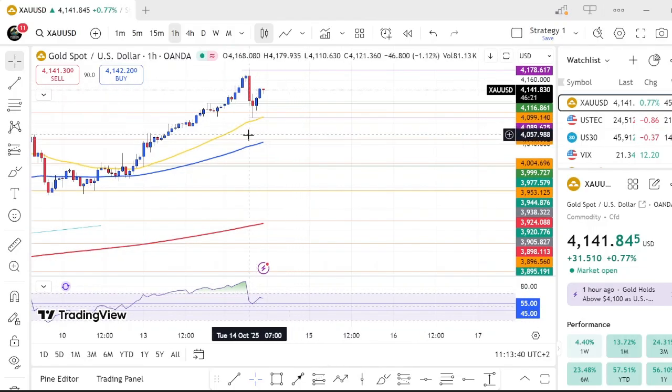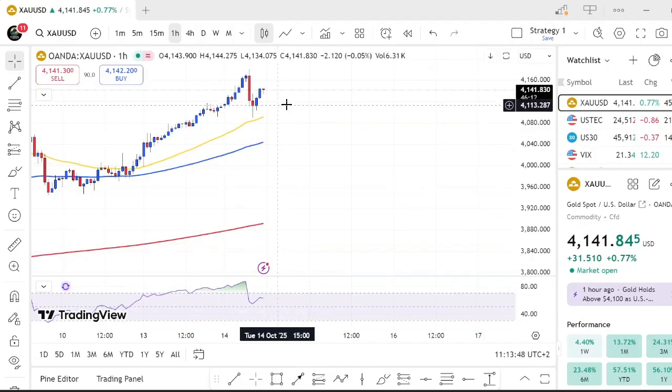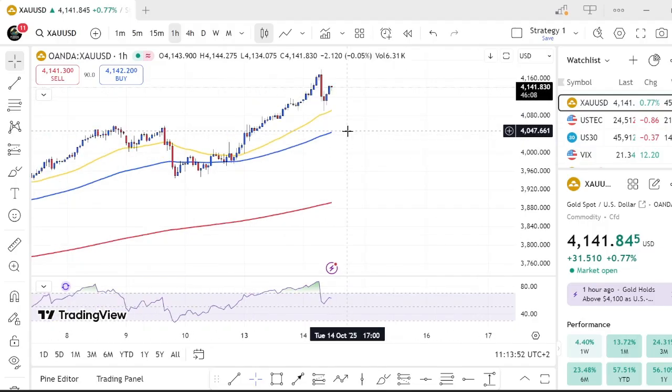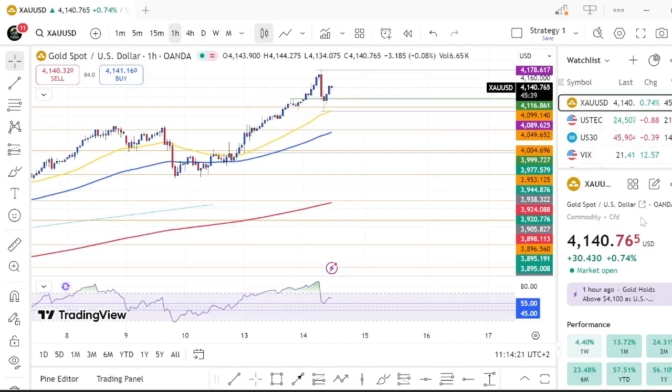Preferably, I did not take a long entrance here, and preferably I would like to see price come back down, come within that 2150 SMA region, come within the sweet spot region of the RSI, and from there take a strong trade to the upside. And I'm not sure why my indicators just disappeared.